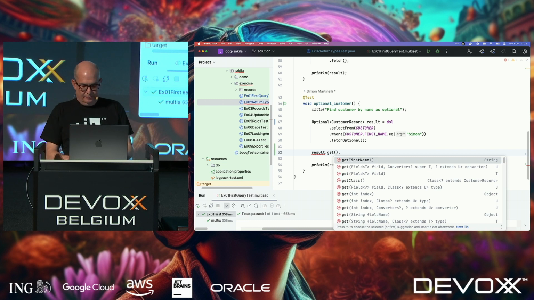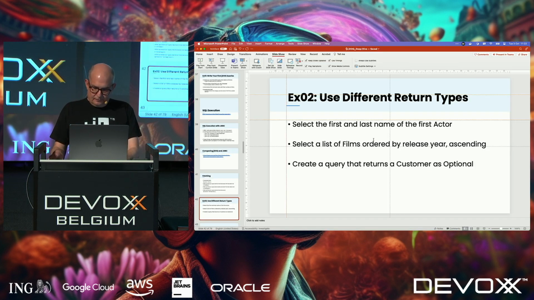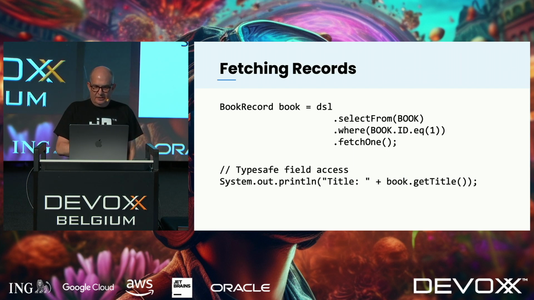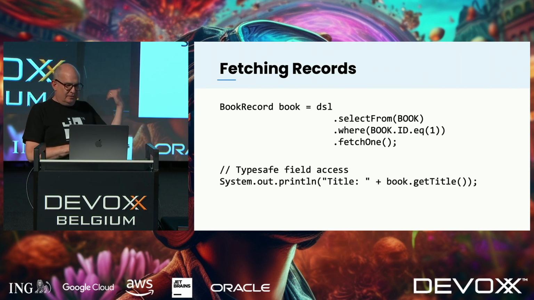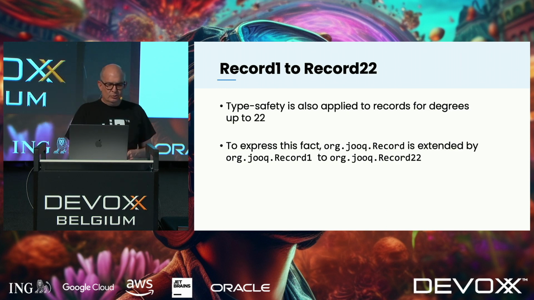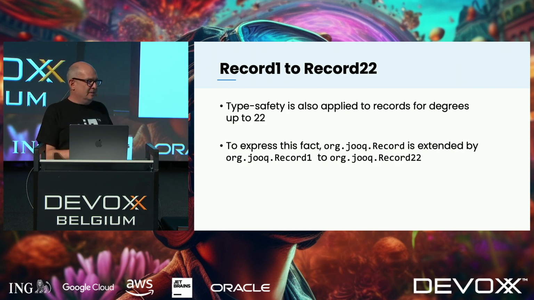So, okay. Now let's have a deeper look at this one. That's what I already showed you. But this Record1, 2, and so on is created by jOOQ, and it supports up to degree 22. I really don't know why 22 when I look at this slide.